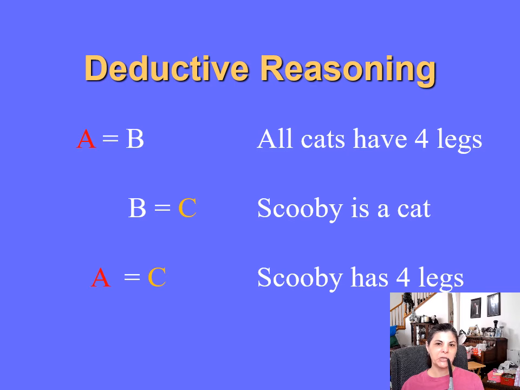All right, looking at it another way. If we know that all cats have 4 legs, and we know that Scooby is a cat, then we can make the connection that Scooby must have 4 legs. That's deductive reasoning. And this is much more reliable as long as we can prove the first 2 statements. If we can prove that all cats have 4 legs, without a doubt, and we can prove Scooby's a cat, then we know for certain that Scooby has 4 legs.